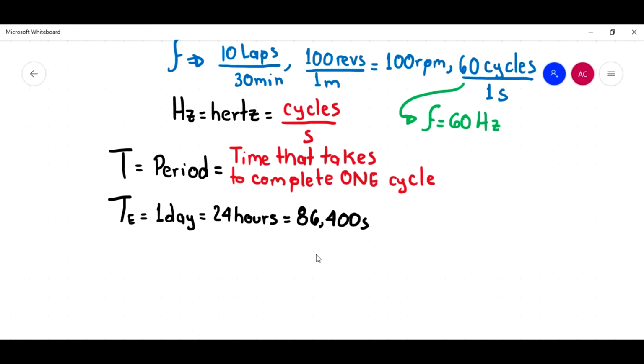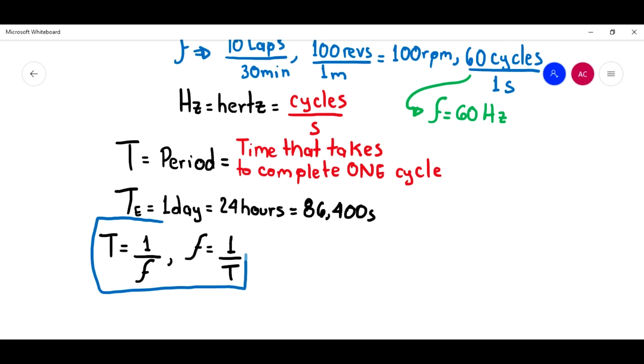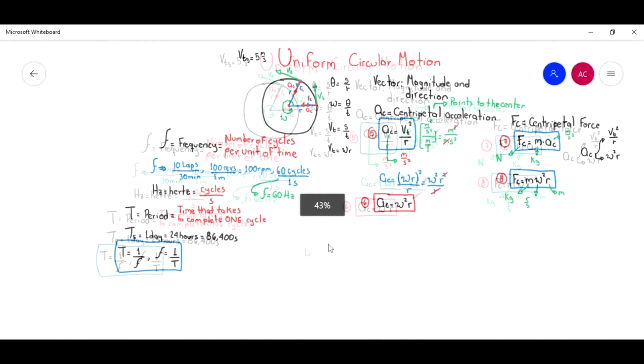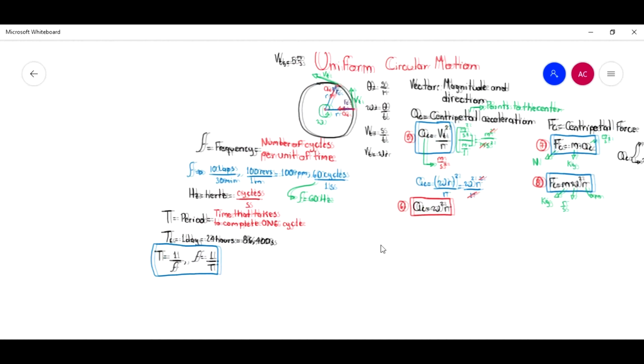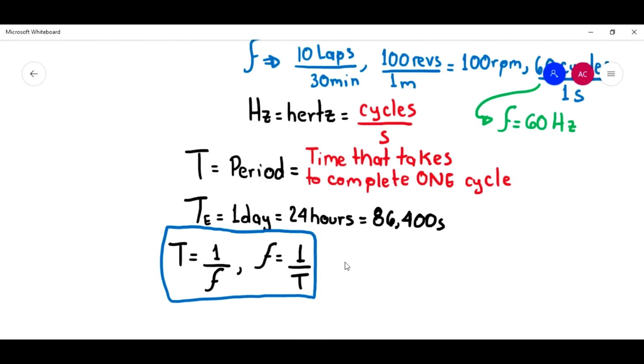Okay, so we have two more equations that says that the period equals 1 over the frequency, and also frequency equals 1 over the period. Okay, so I'm gonna circle these two equations. So this means that if you have period, you got frequency, and vice versa. So I'm gonna write that this equation is the number 9. This is the equation number 9. Okay, number 9.